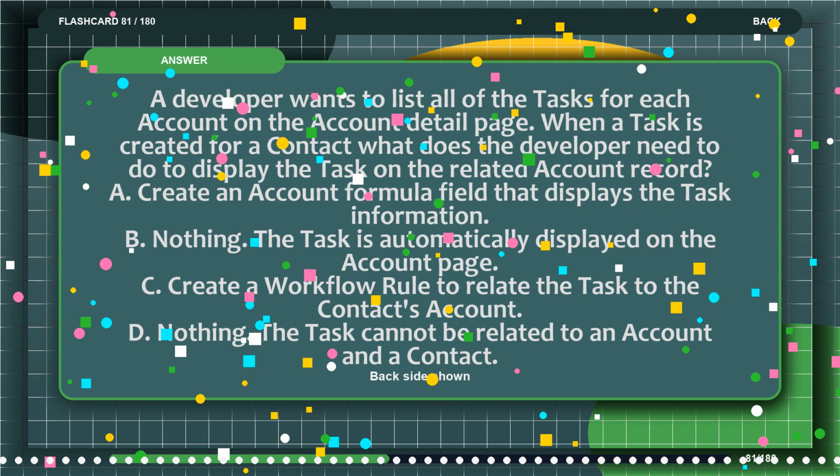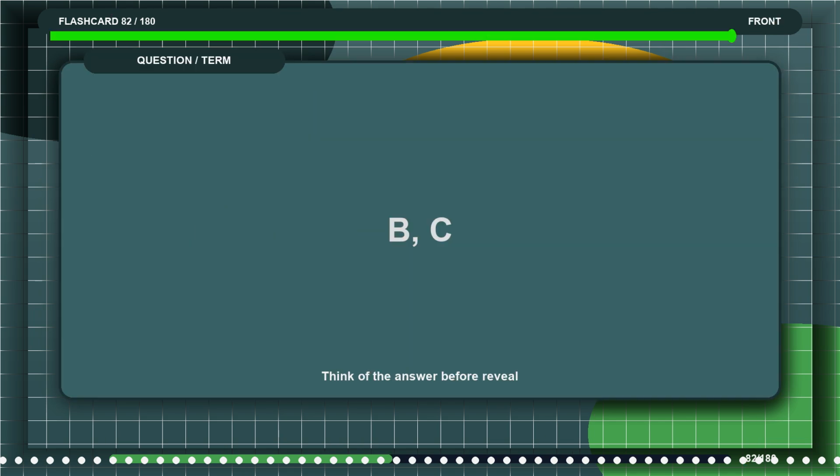C. Create a workflow rule to relate the task to the contact's account. D. Nothing. The task cannot be related to an account and a contact. Flashcard 82. B, C. Think of the answer before the reveal.